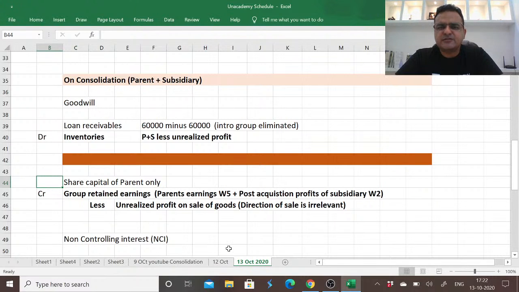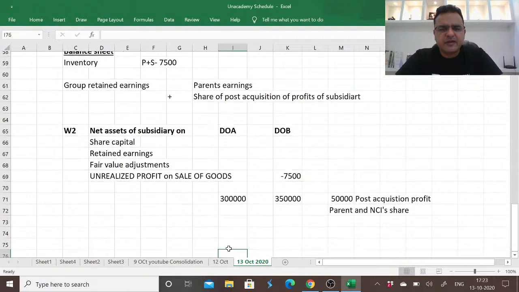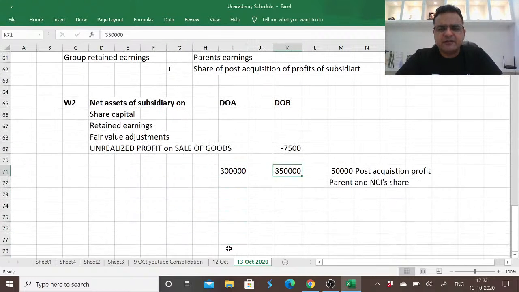If it is not considered much material, but if someone is very emotional and they wish to allocate it to NCI as well, then I recommend that please make the adjustment in working note number 2. Do not do it on the face of the balance sheet. Make the adjustment in working note number 2. Automatically post acquisition profits will have a share divided between parent and NCI. So when we make the adjustment in working note number 2, automatically the unrealized profit is divided between parent and NCI. Takes care of it.